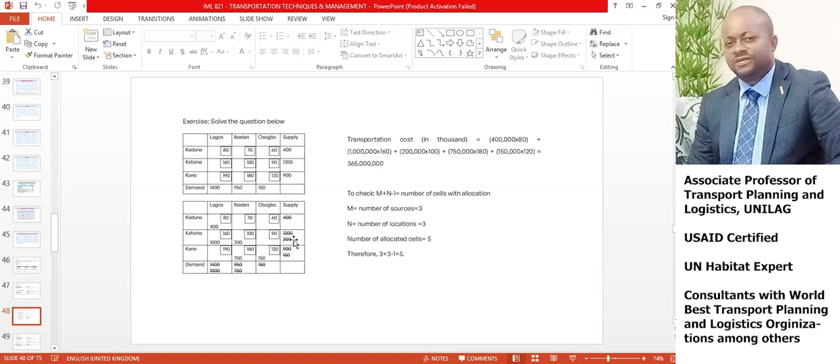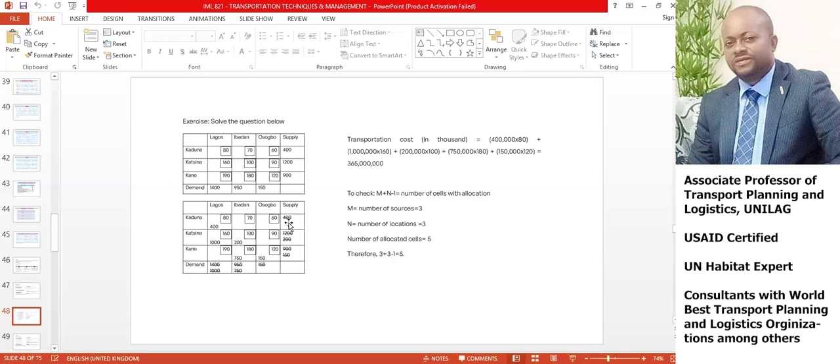Which method are we using? Northwest corner. Thank you. So this remains 200. Okay, but we satisfied all the demand from Lagos. Yes, we have now. We just have excess supply.